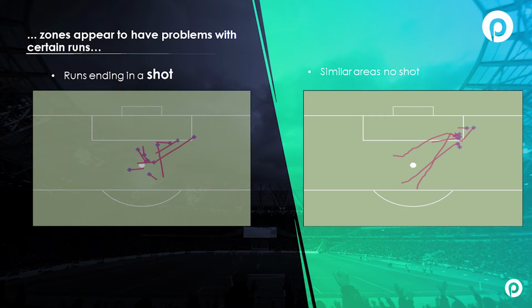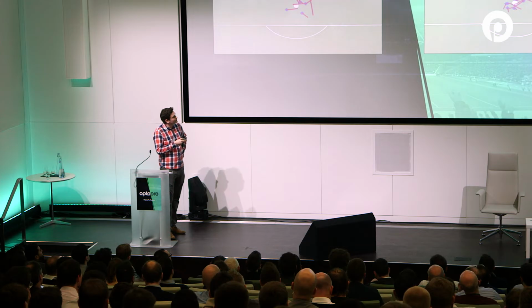And then if you look at this corner, I've got similar areas, but the runs that didn't result in shots. Yes, they're running into this area, but they're deeper runs. And similarly for the ones around the penalty spot. So there are different types of runs, but these ones are ending in shots, and these ones aren't.